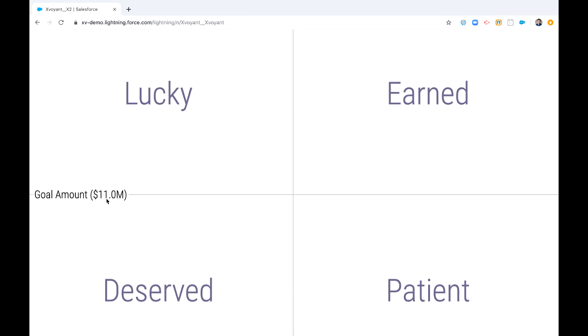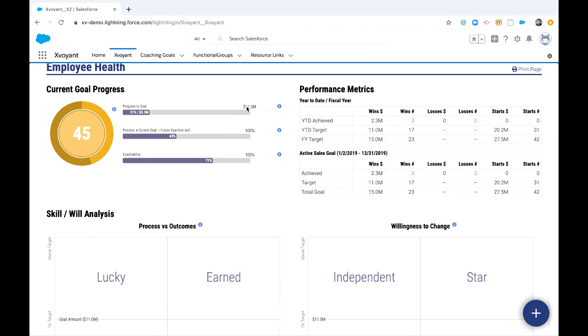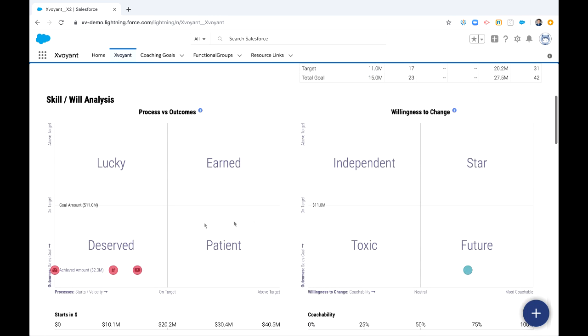This is where we should be at today, which is the exact same number that we saw earlier at the very top when we looked at $11 million in progress to goal, and also when we looked at $11 million in year-to-date target. So here we know that this person should be over $11 million. They're only at $2.3 million, so all of their process points are going to be underneath the horizontal line, and because their process is not strong, they're going to be on the left side. So goal amount, 11 million. Their outcomes are under that, so their outcomes are going to be underneath the horizontal line, and their process is going to be towards the left.